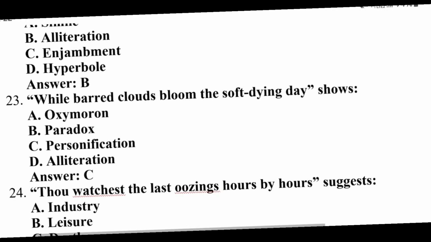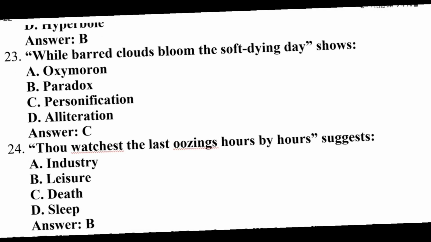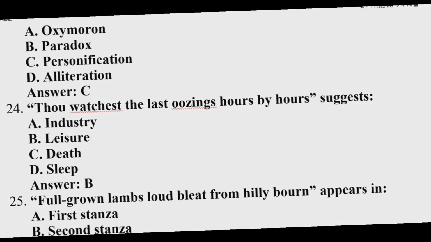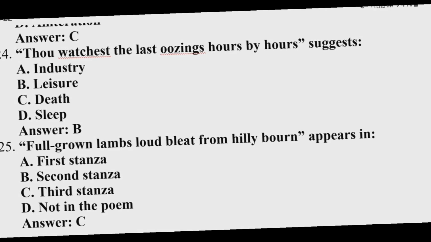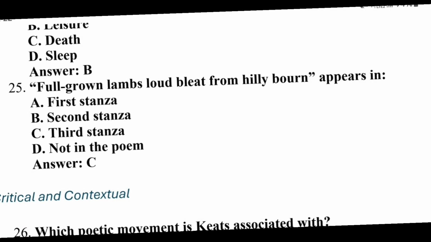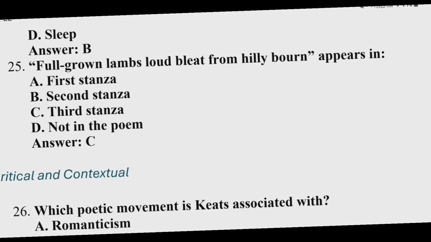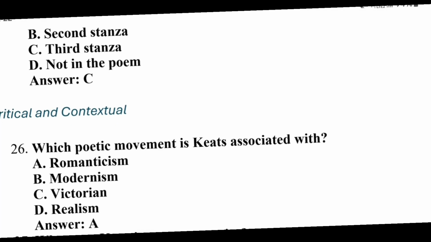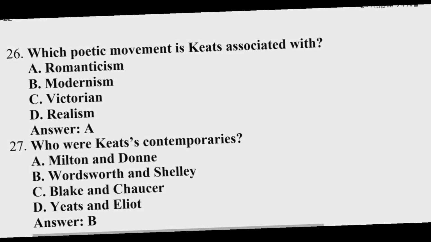Thou watchest the last oozings hours by hours. What does this mean? It means leisure. Full-grown lambs loud bleat from hilly bourn appears in the third stanza of this poem. Now some critical and contextual questions. Which poetic movement is Keats associated with? It's obviously A, Romanticism. Who were Keats' contemporaries?